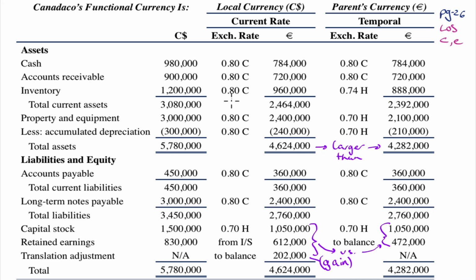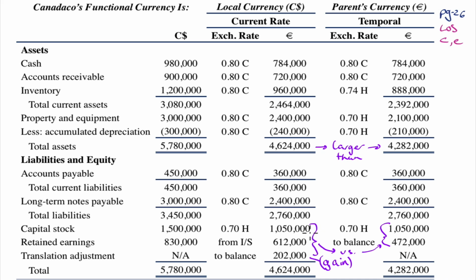Anyways, look at this. Look at the beauty. 80 cents all the way down, nice and simple. Notice that when we get to capital stock, it's the historical rate at the date that it was capitalized, 0.7. And the retained earnings is simply transferred from the income statement. And all we got to do is figure out what we need to balance. Notice we have a gain. Well, what does this gain do?